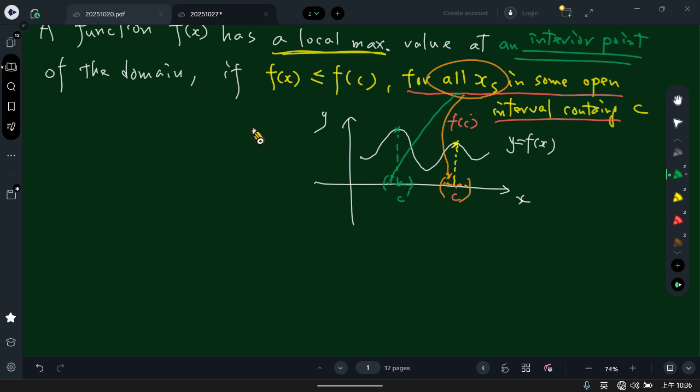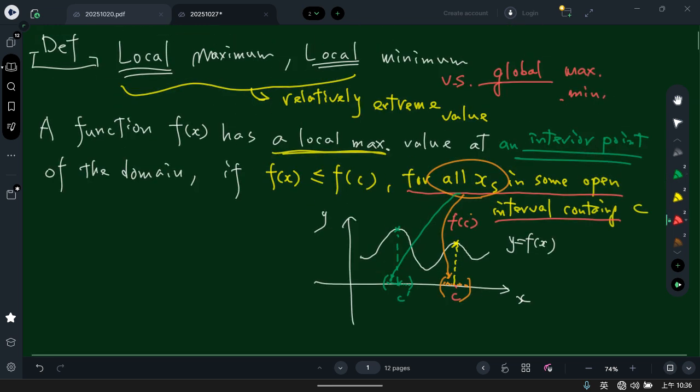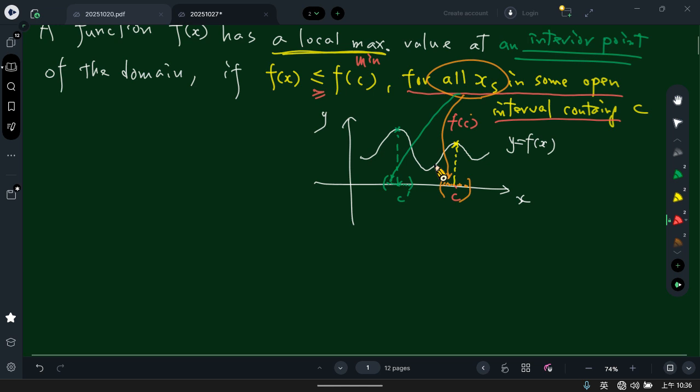Similarly, if you want to talk about the local minimum, we just change the direction. Then you can get a similar definition for the local minima. Okay. Then we just go for the first important theorem.